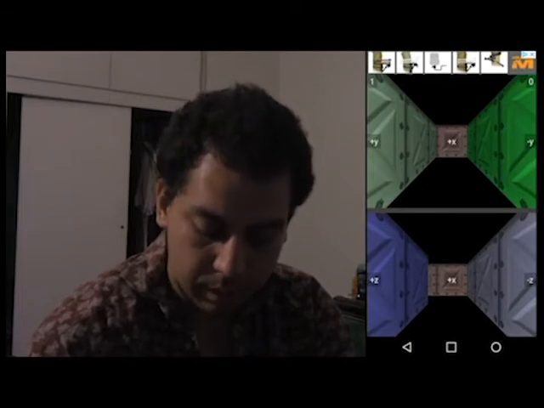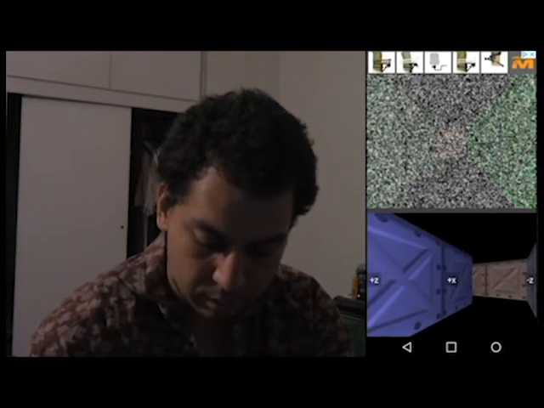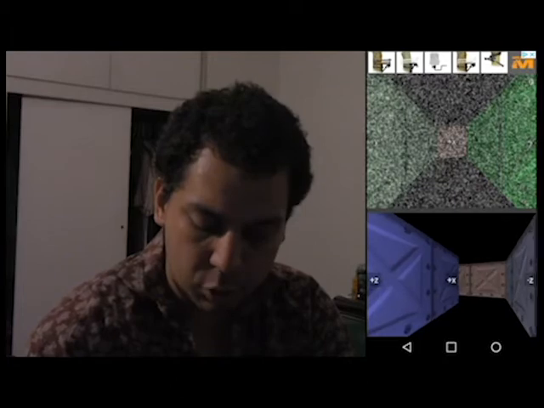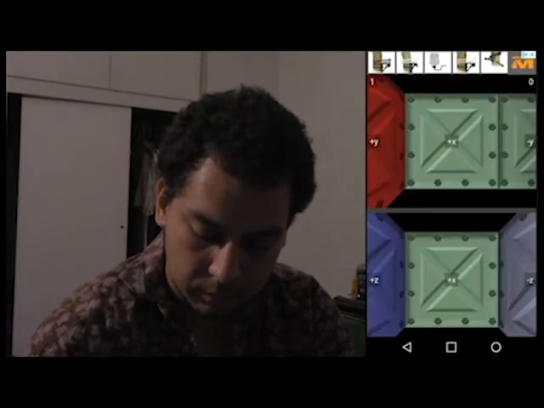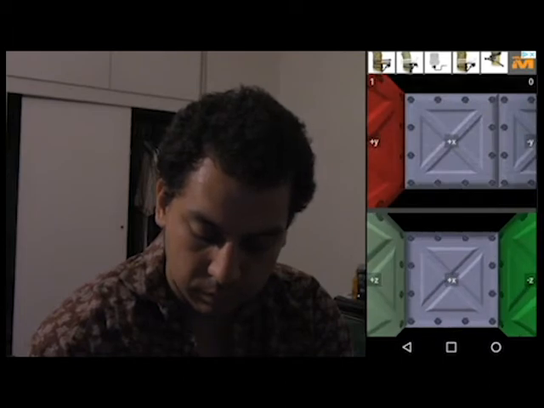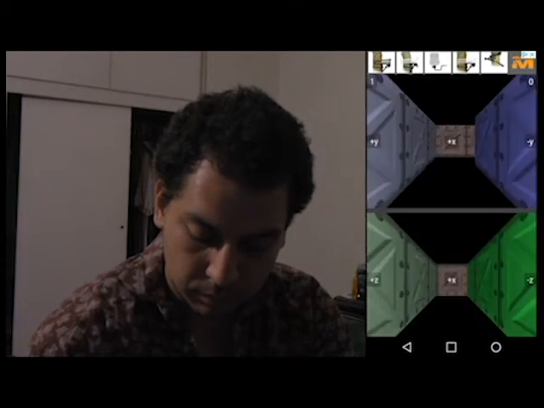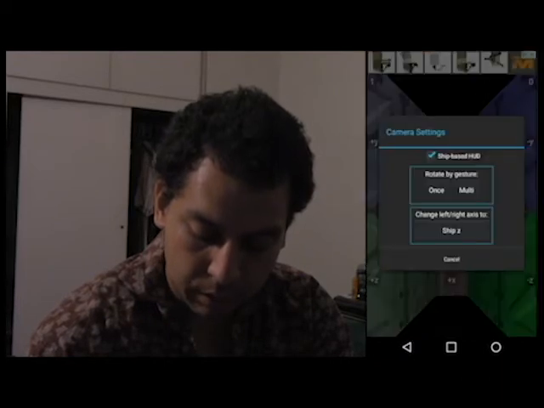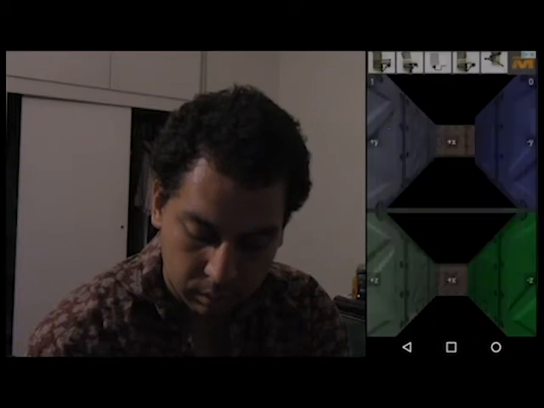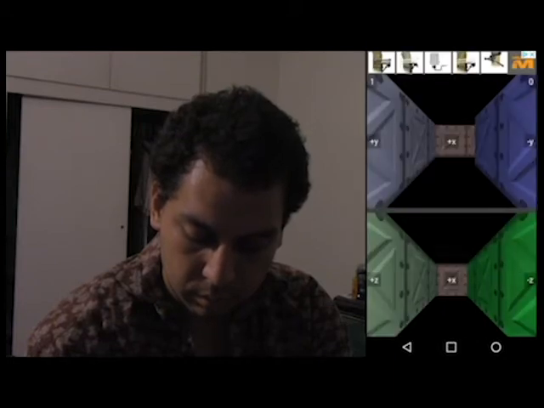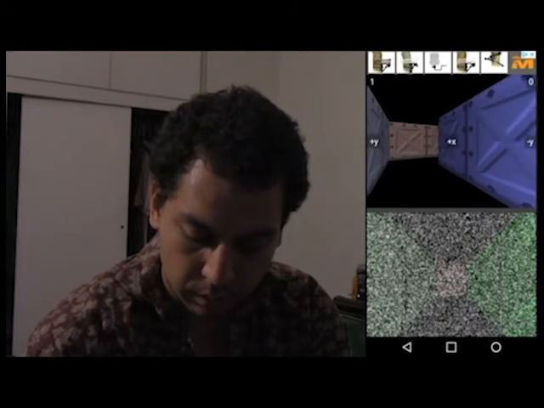See how on the bottom the exit is right there? It's to my left. And now the exit is to my right. You can see it right there.